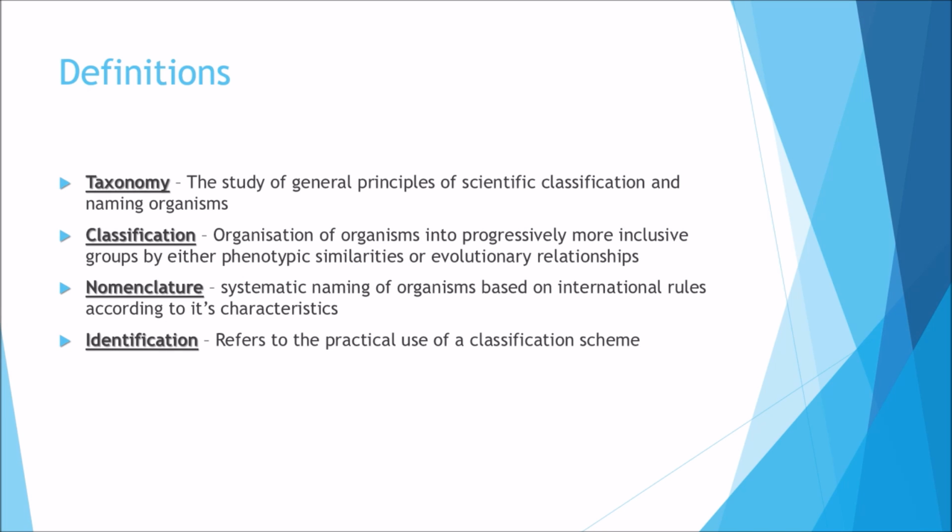So first of all, here are four definitions you're going to need to know. Taxonomy is the study of general principles of scientific classification and naming organisms, and classification is the organisation of organisms into progressively more inclusive groups by either phenotypic similarities or evolutionary relationships. Then you have nomenclature, which is the systematic naming of organisms based on international rules according to its characteristics. Then finally, identification, which refers to the practical use of a classification scheme.